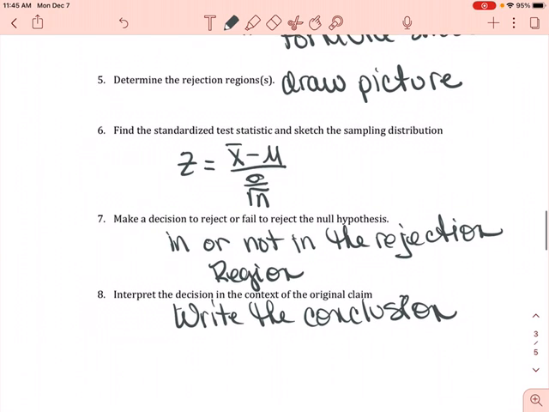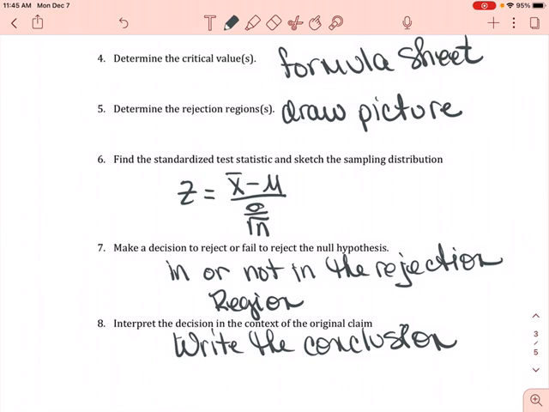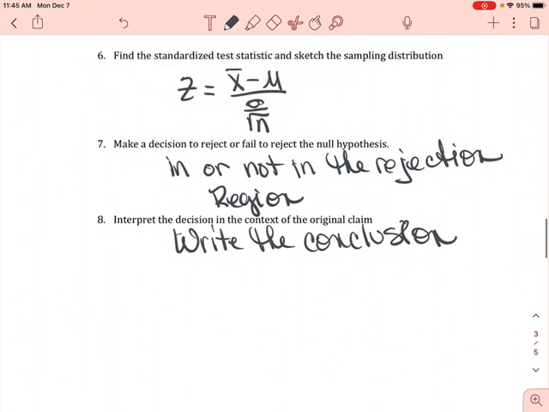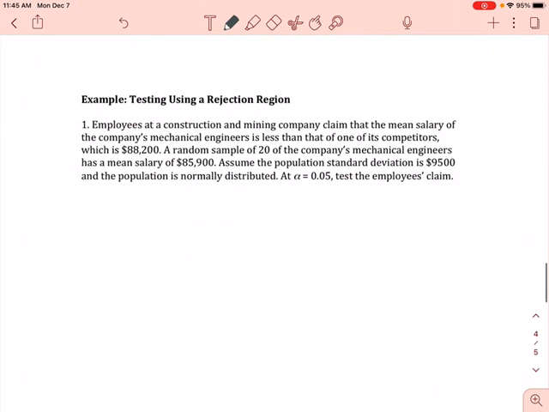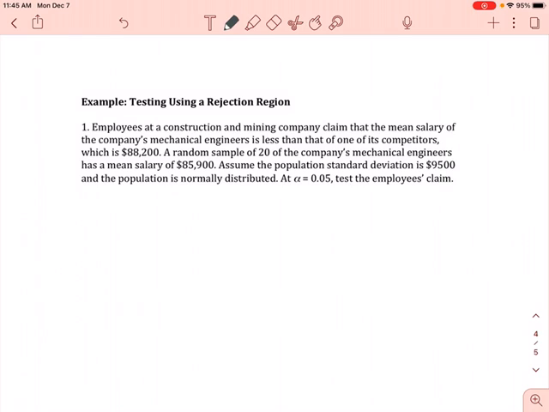Okay, so we're just adding another step. We're adding more evidence to back up our claims or back up our decisions. So let's do our example here. I have two for us to work on. Hopefully we'll have enough time to work on both of those.